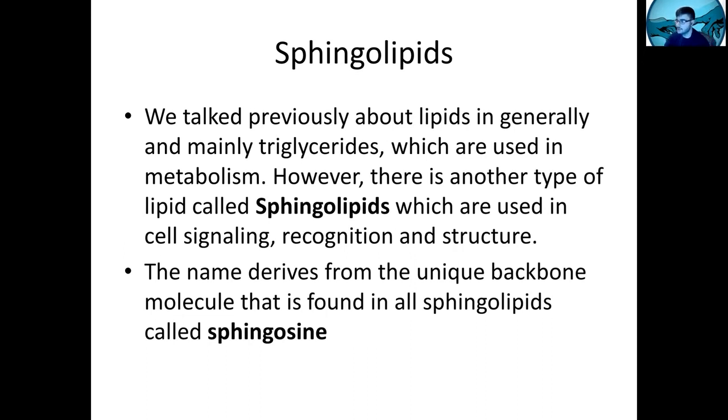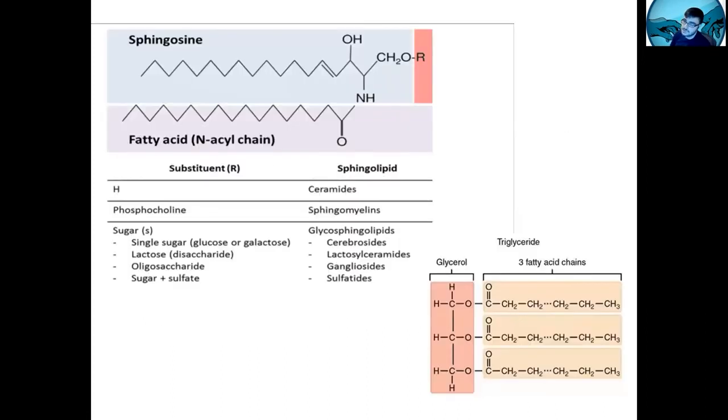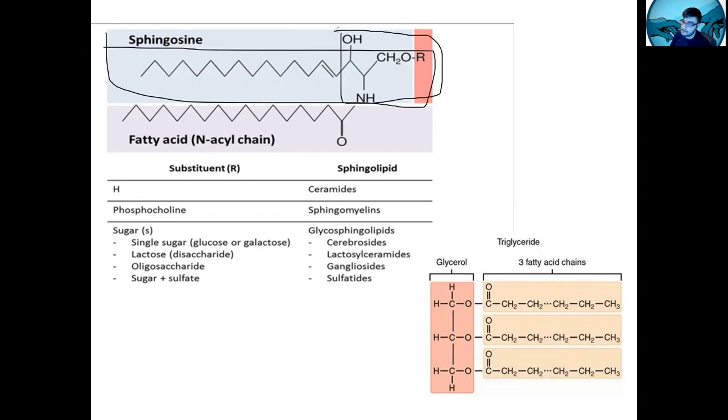These are usually found on cell surfaces. They're used for signaling, recognition, and the actual physical structure. The name sphingolipids derives from a unique backbone molecule found in all sphingolipids called sphingosine. And as you can see, this is what sphingosine looks like: a regular fatty acid, except it has this unique backbone, which looks like this, essentially this part. This part is essentially what makes a sphingolipid a sphingolipid.